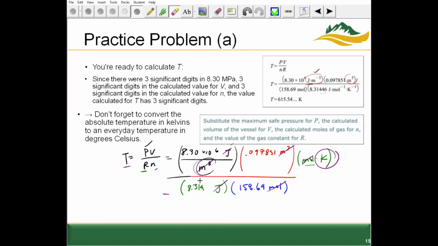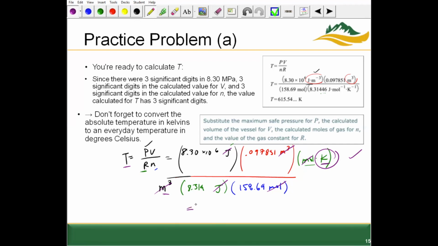So this is how I'd cancel these out. I'm going to go ahead and write it down here as well to even better visualize meter cubed canceling out and to show you what I mean explicitly. So 8.30 times 10 to the 6 joule per meter cubed, that's in our denominator term down here with R and N. So meter cubed would cancel out. Again, I do like to visualize my units like this, as long as I'm being really careful about what I put in the numerator and what I put in the denominator.